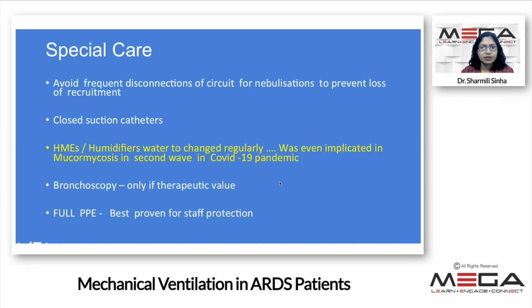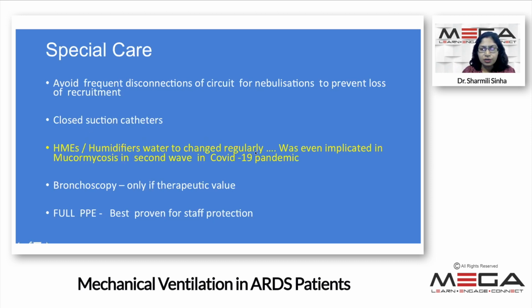Special care needs to be taken to avoid frequent disconnections of the circuit for nebulizations, to prevent loss of recruitment. Because once you have disconnected, the PEEP is lost. The alveoli tend to collapse. Again, when you are reattaching, it might take hours together to achieve that state of recruitment again. So it is better to use closed suction catheters.